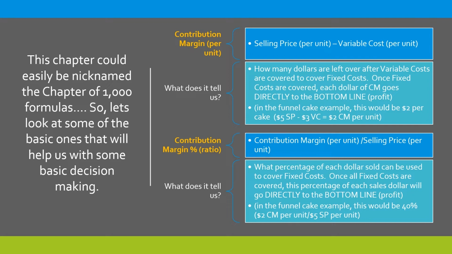So when we look at our funnel cake example, the contribution margin per unit was $2. Selling price was $5. This gives us a contribution margin ratio of 40%. So 40% of every sales dollar we take in goes to cover fixed costs, and once the fixed cost is covered, then 40% of every sales dollar we take in goes straight to the bottom line.